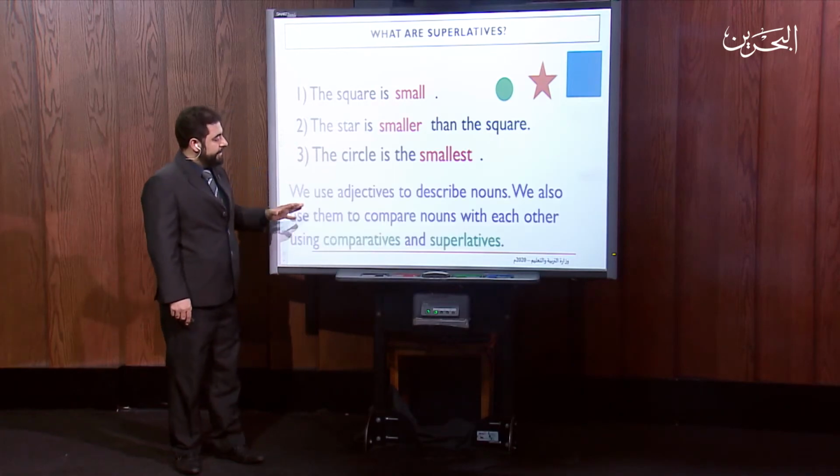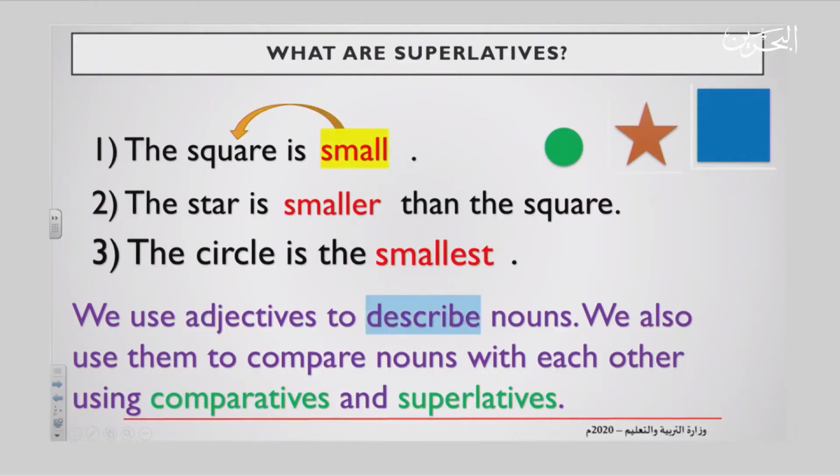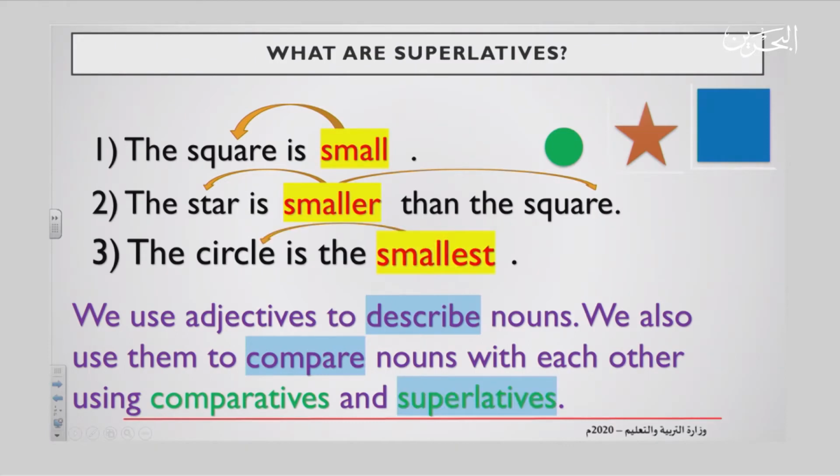So we use adjectives like small to describe nouns. So small describes square. We also use them to compare. So smaller compares both star and square. So we're using comparatives, which is smaller, and superlatives, which is the smallest. And this is comparing circle and any other shape in that area.